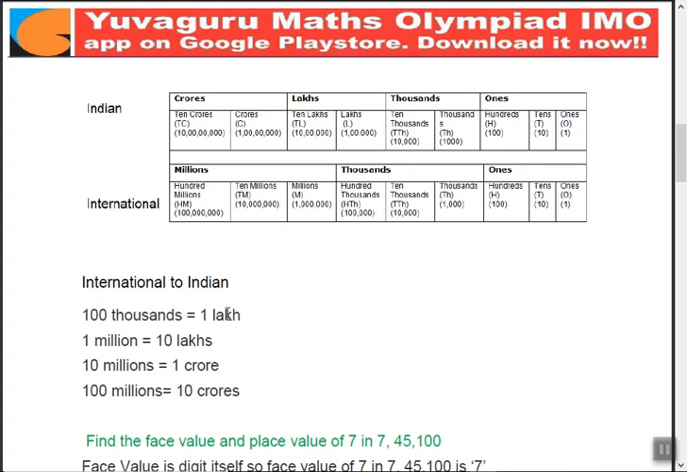Now let's see international to Indian system. 100,000 is 1 lakh. Then 1 million is 10 lakh. You can see it over here also. Okay. 10 million is 1 crore. 100 million is 10 crore. You can just check, tally it over here. You will definitely find the same numbers.